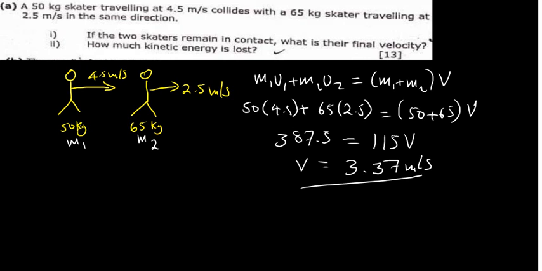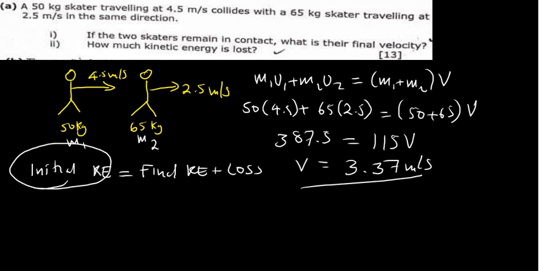And then how much kinetic energy is lost? To find the loss in kinetic energy, you first need to find the initial kinetic energies of these two. So the initial kinetic energy is going to be equal to the final kinetic energy plus the loss. That is because energy is always conserved. So if there are some losses, then when you add those losses to the final kinetic energy, you should find the same value that you had initially.